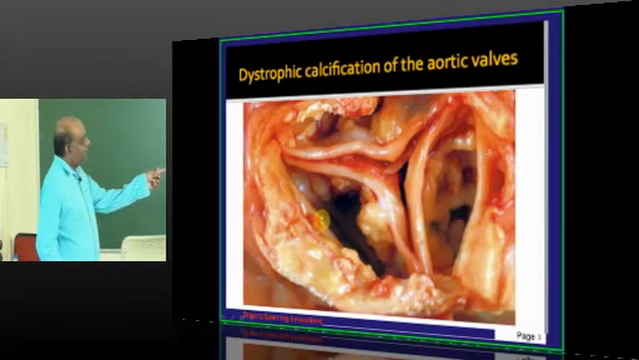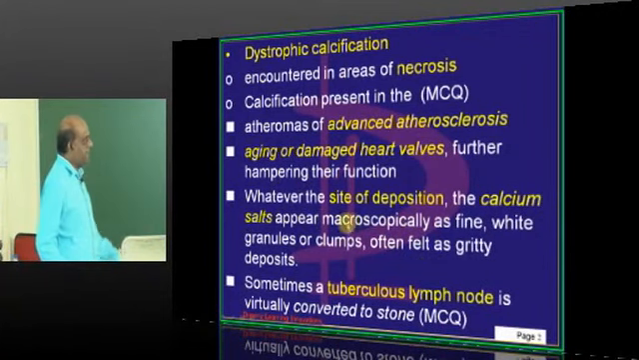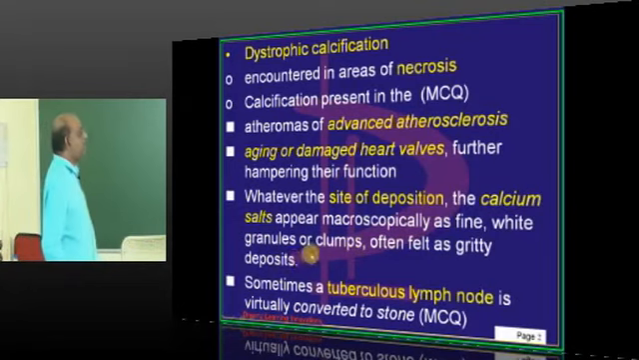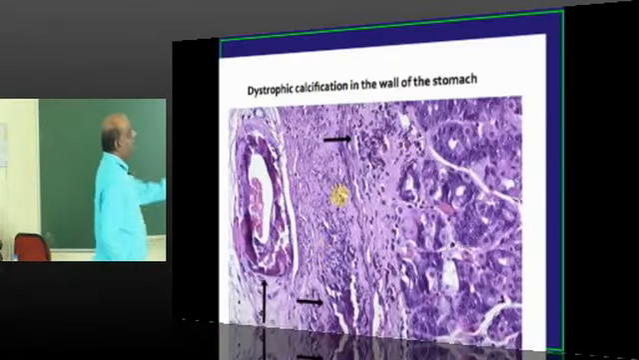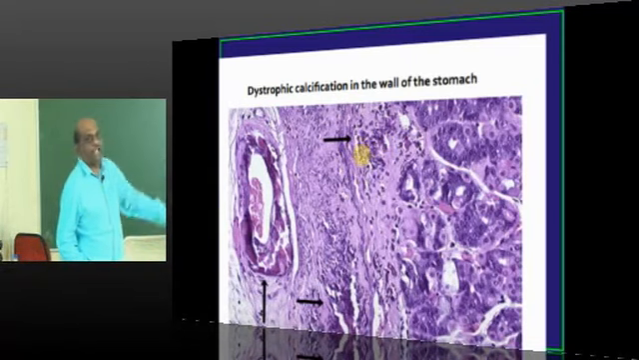So that is dystrophic calcification in these people. Even a tuberculous lymph node can become stony hard because of the calcification. This is another example in the stomach. The degenerated part of the gastritic area is showing the signs of calcification.